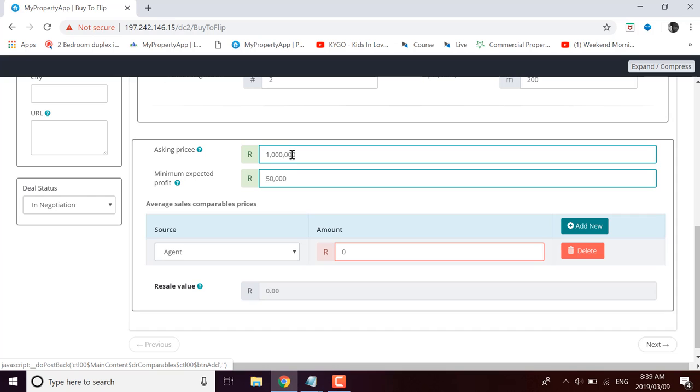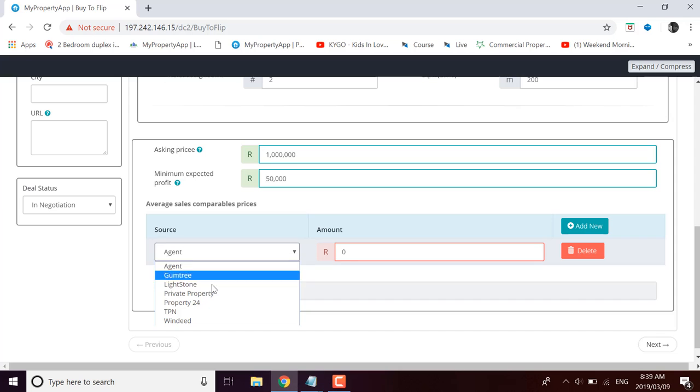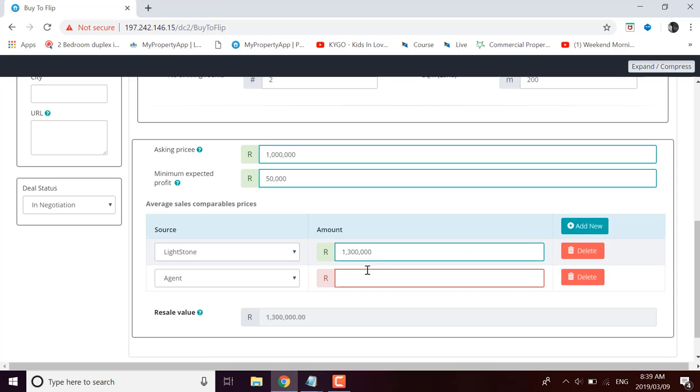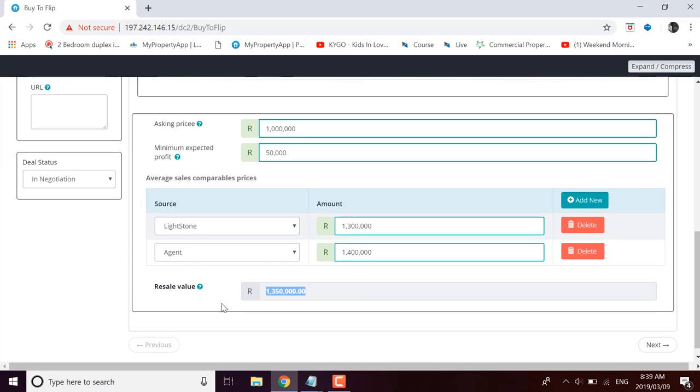Average sales comparables. Now the asking price is R1,000,000. That's not to say that the property is valued at R1,000,000. So perhaps you pull a Lightstone report, and the Lightstone report says that the property could sell for 1.3 million in good condition, and maybe you speak to one agent, and the agent says you can sell for 1.4 million. Okay, average being 1.35 million then, because the average of the Lightstone report and the agent is 1.35 million. So that's what we could resell it for. The asking price is what the owner wants. The resale value is what the value of the property could be after renovations.